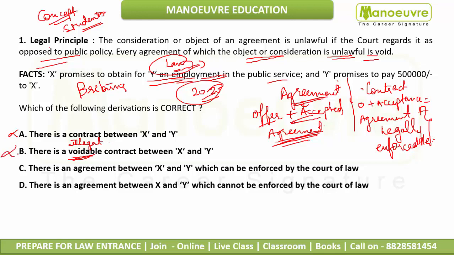तो voidable तो हो ही नहीं सकता आपका. There is an agreement between X and Y which can be enforced by the court of law. How can an illegal, just the consideration ही illegal है, जिसका object unlawful है, उसको आप कैसे court of law में जा सकते हो, correct?